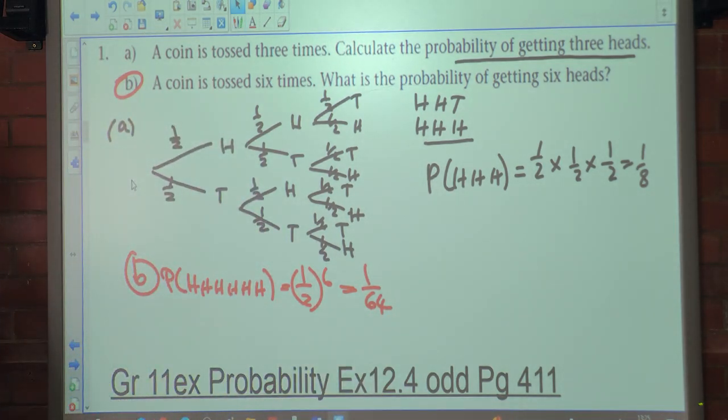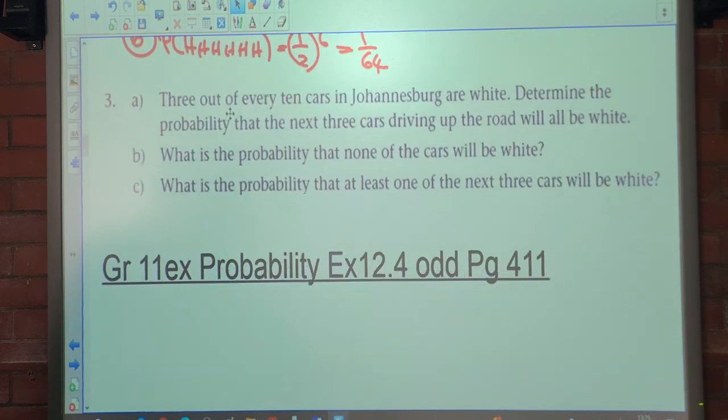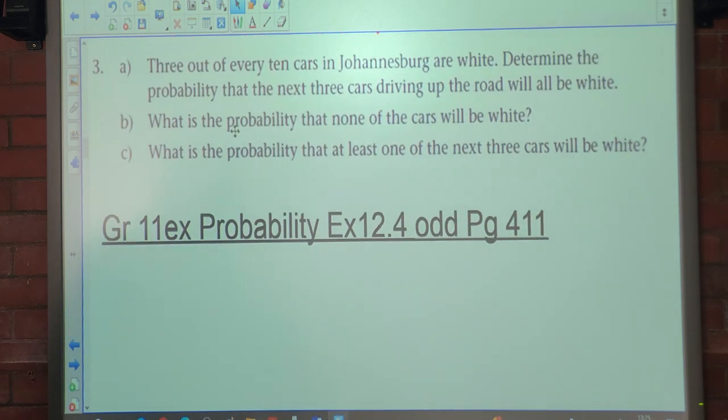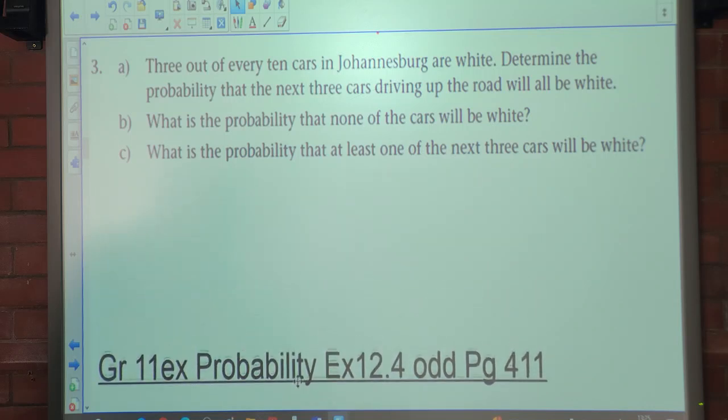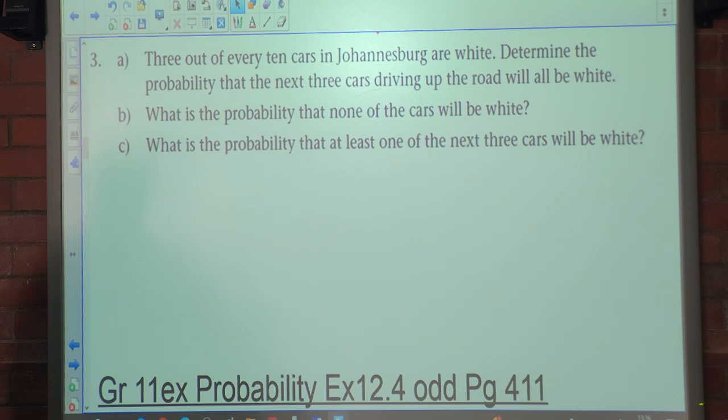Okay, you guys understand? See any confusion there? Not yet. Okay, let's go with number 3. Number 3, we are told that 3 out of every 10 cars in Johannesburg are white. Determine the probability that the next 3 cars driving up the road will all be white.